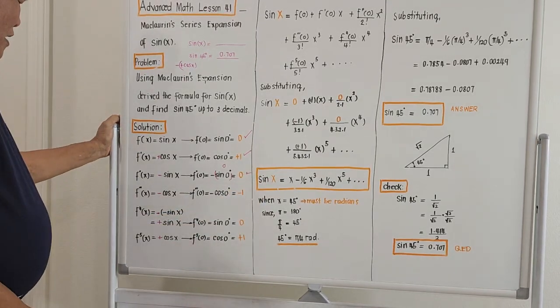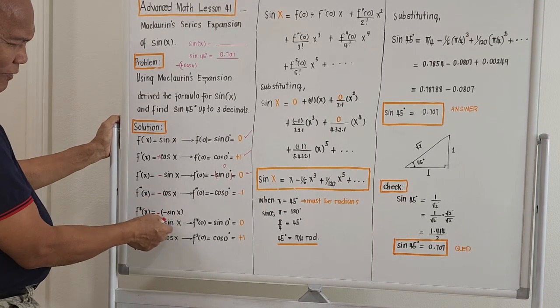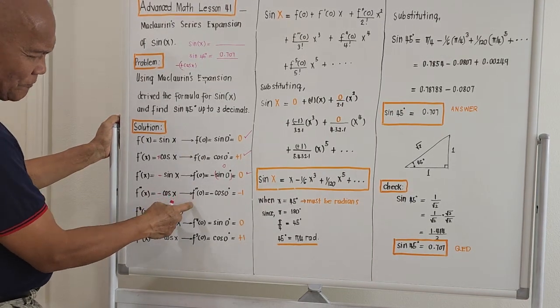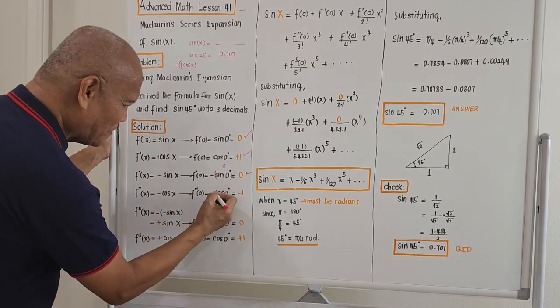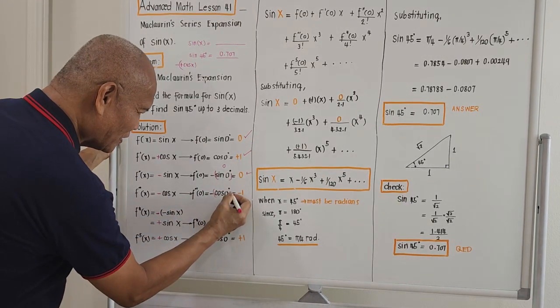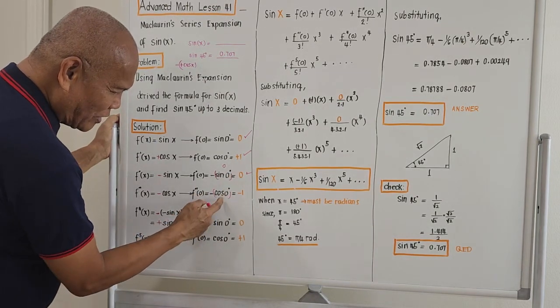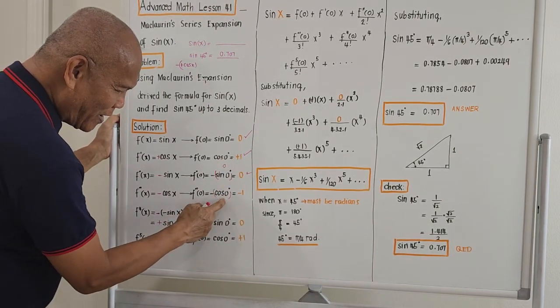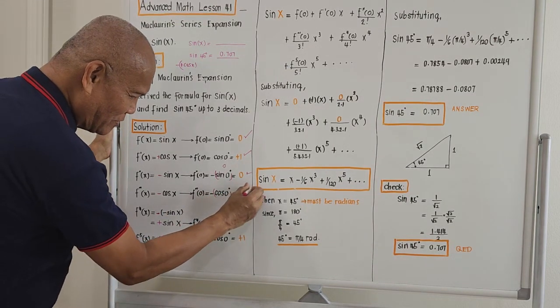Okay? F triple prime. F triple prime will be negative cosine of x. When x is 0, f triple prime will be cosine. This is preceded by a negative thing, right? Negative open quantity, cosine of 0. Cosine of 0 is actually 1. So 1 times, preceded by a negative sign. So this is minus 1.